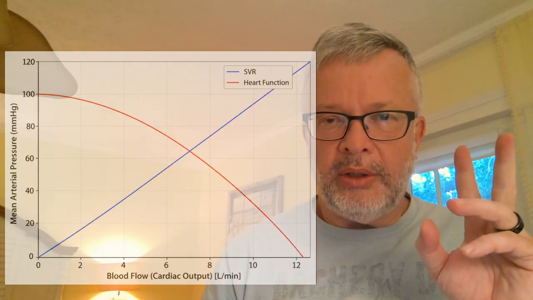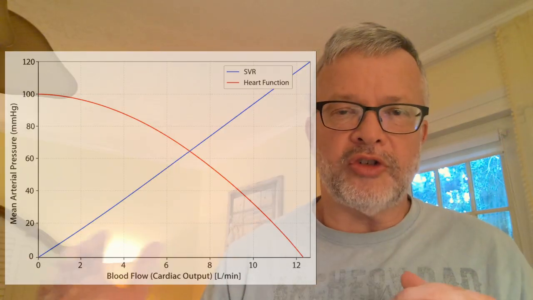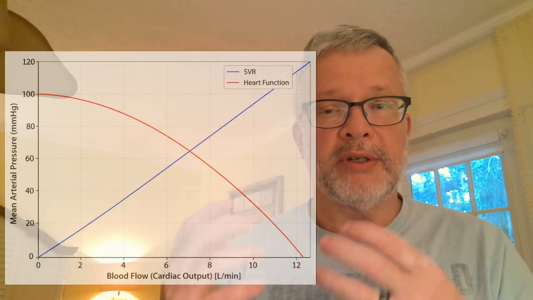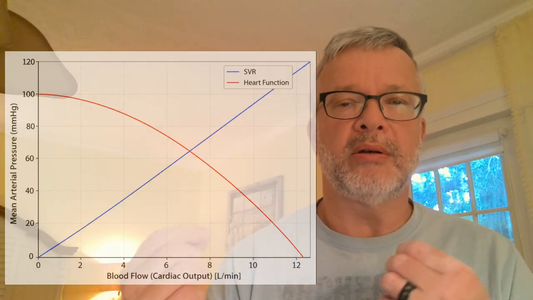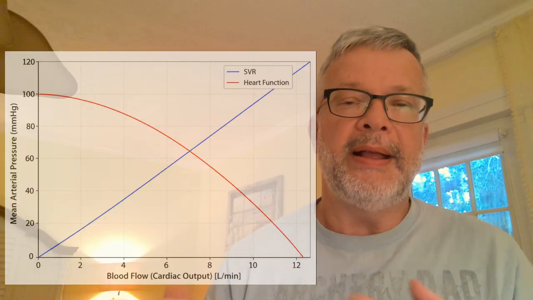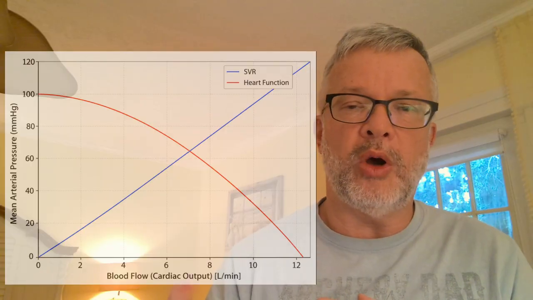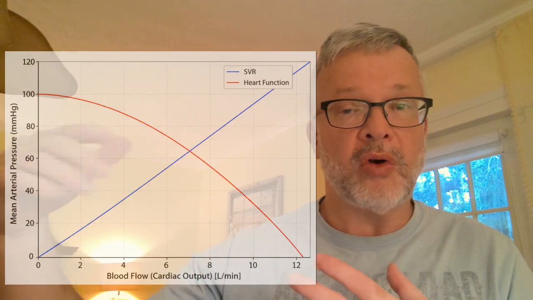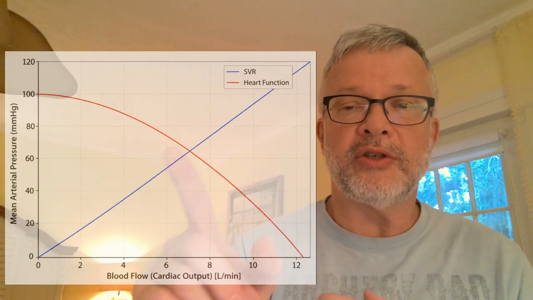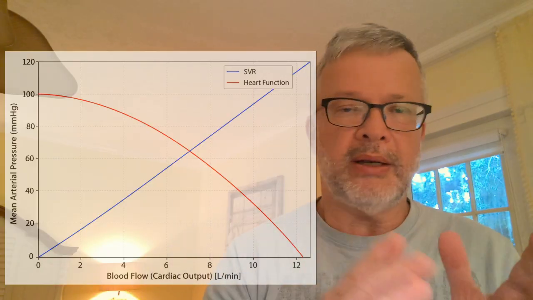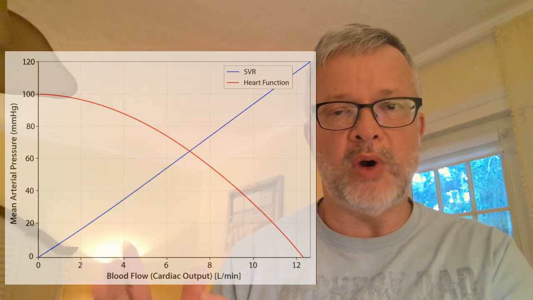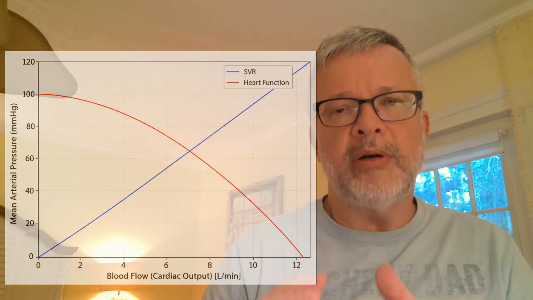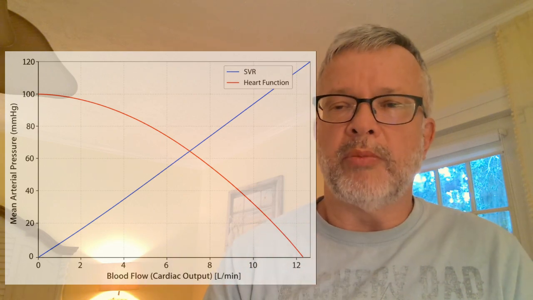You see two lines. One is a straight blue line that represents systemic vascular resistance behavior. It's a typical resistive behavior. What does it mean? It means that as we increase flow, we increase the pressure drop across the resistor. That forms this straight line that goes up. Again, any resistor behaves the same way. It's linear. In reality, it might be slightly nonlinear, but linearity is good for our model here.